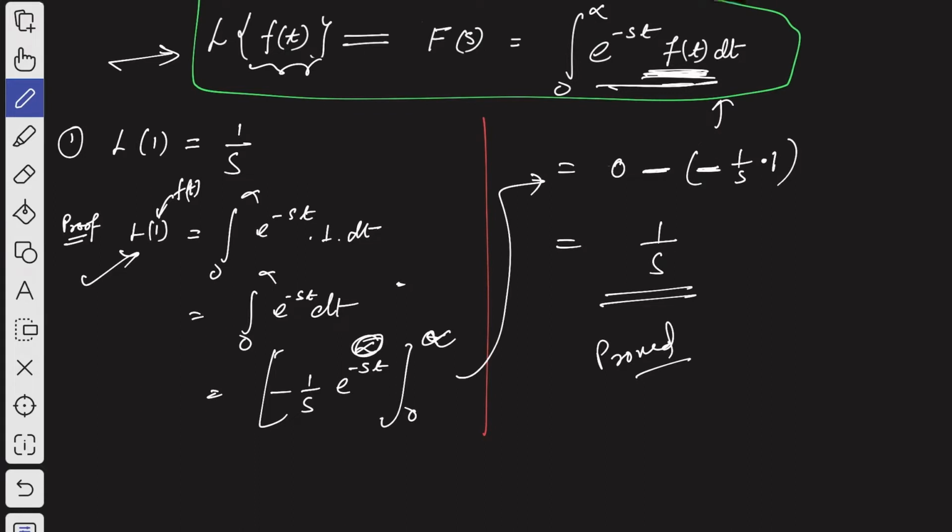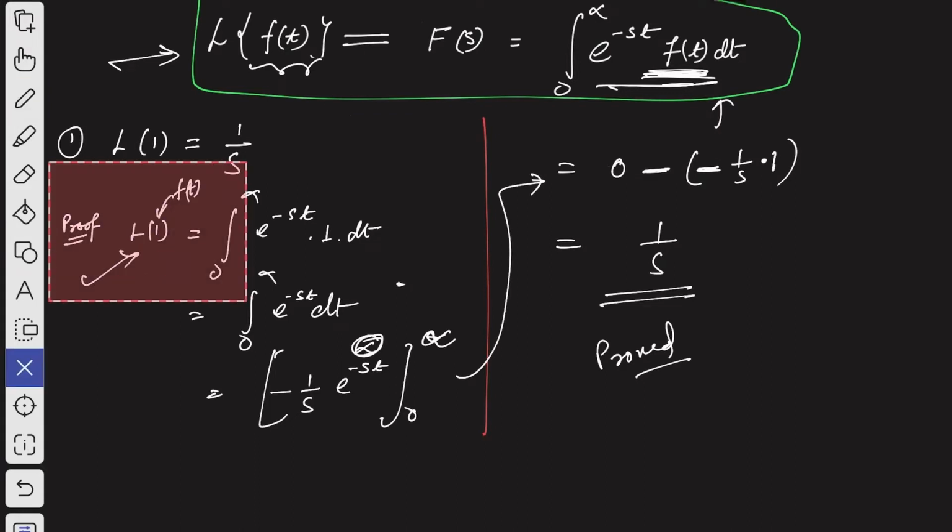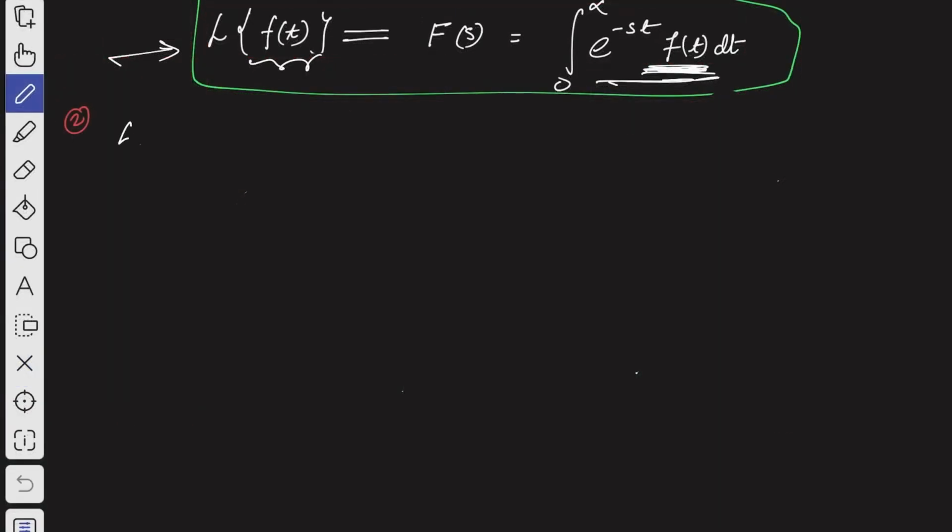So what is our next formula? Let me clean this first. Now Laplace transformation of t to the power n is equal to factorial n divided by s to the power n plus 1. So let me prove this. Here n is equal to 0, 1, 2 and so on.